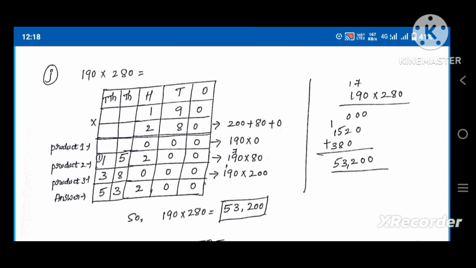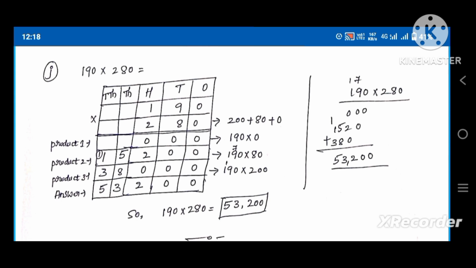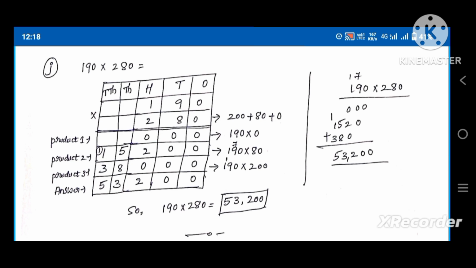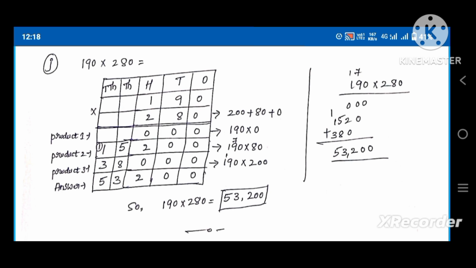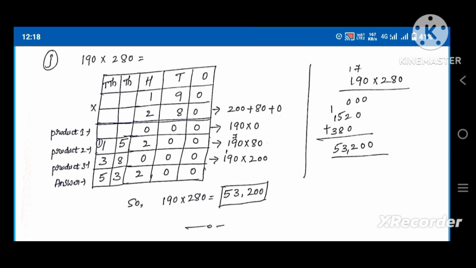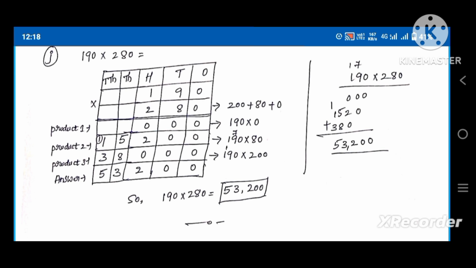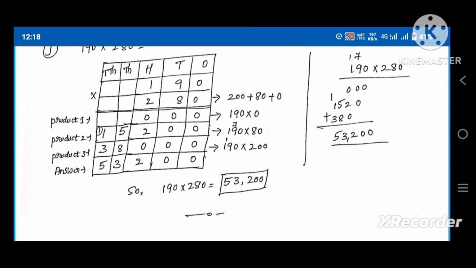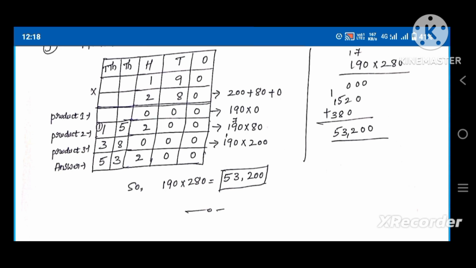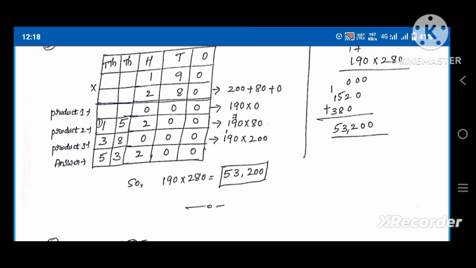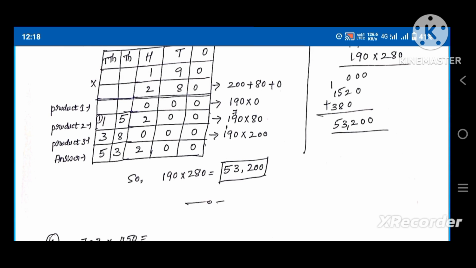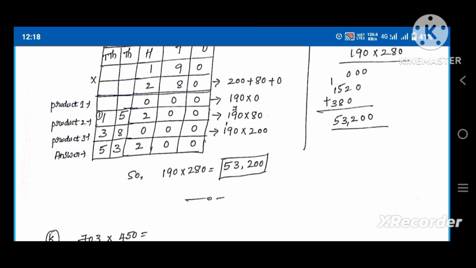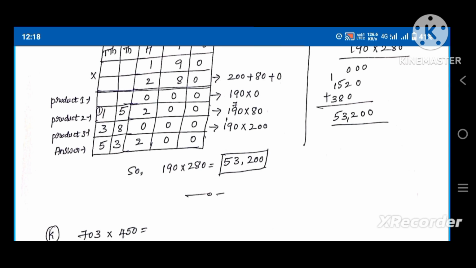190 is multiplied by 280. 280 means 200 plus 80 plus 0. Product 1 is 190 into 0 is 0. Product 2 is 190 into 80 is 15,200. Product 3 is 190 into 200 is 38,000. Add the three products and get the answer 53,200.